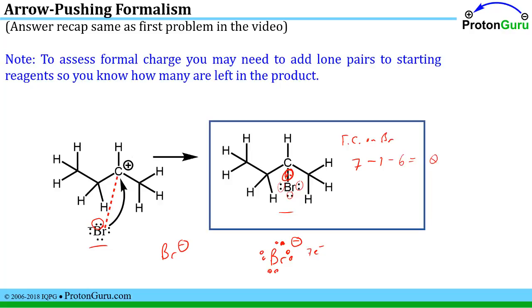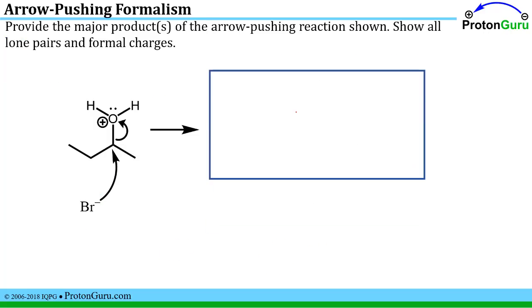The carbon started out with a positive charge. Because a carbon that's neutral has 4 bonds, I take away one of those electrons and it's positive, it has 3 bonds. But in the product, it has 4 bonds, which is the usual state for a nice neutral carbon in a structure. Let's do one more of these.